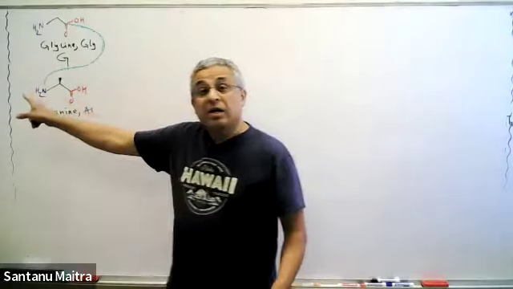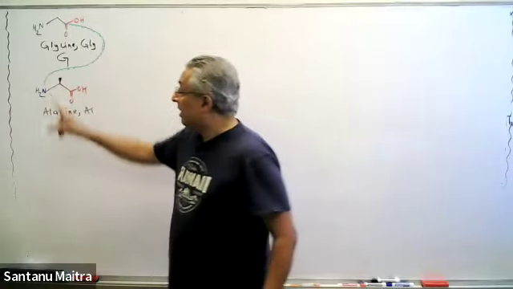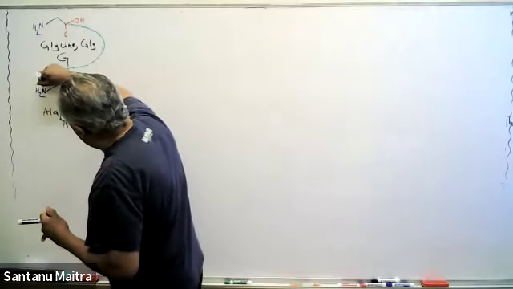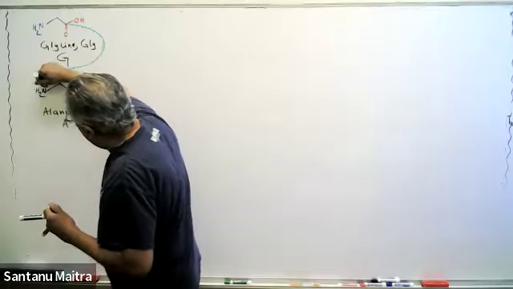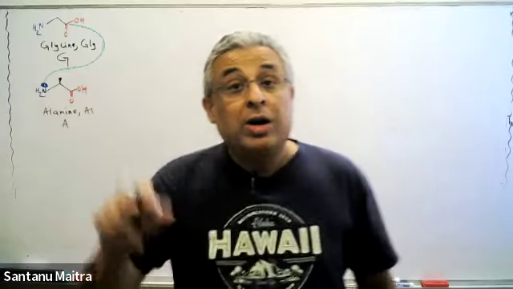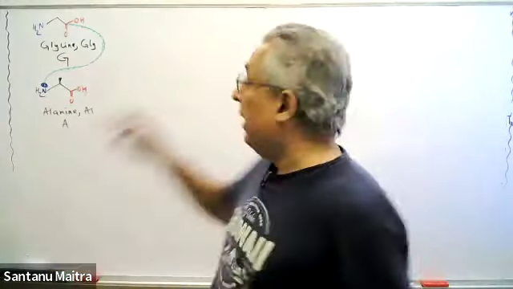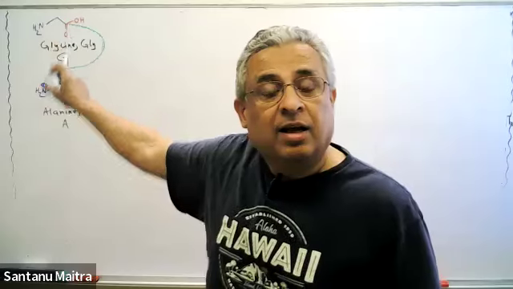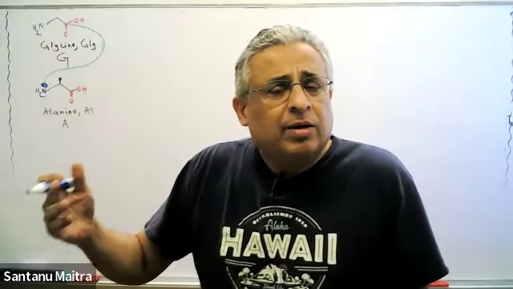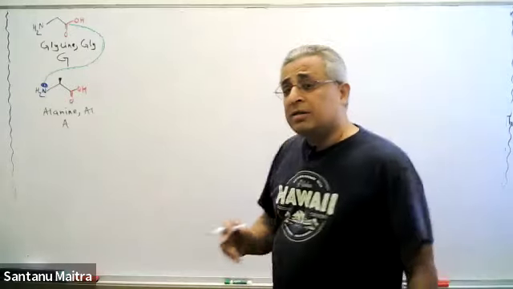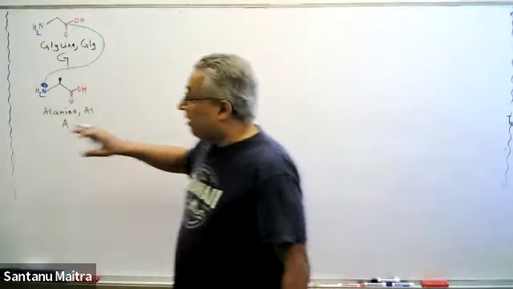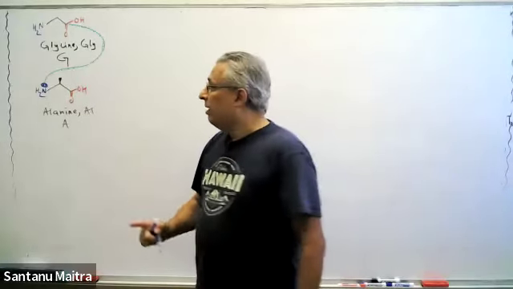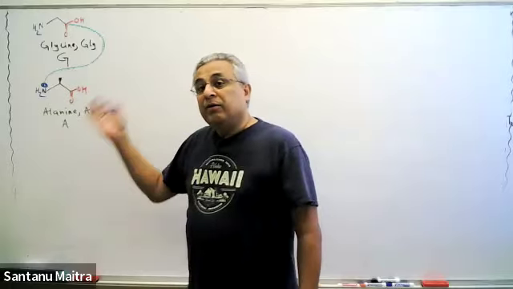So you want this lone pair, you want the lone pair on alanine's amine to attack the carbonyl of the glycine. Why should it happen that way only? Because you realize that you have alanine. It's not just one alanine. If it was just one alanine, maybe you could find a way to make it go that way.